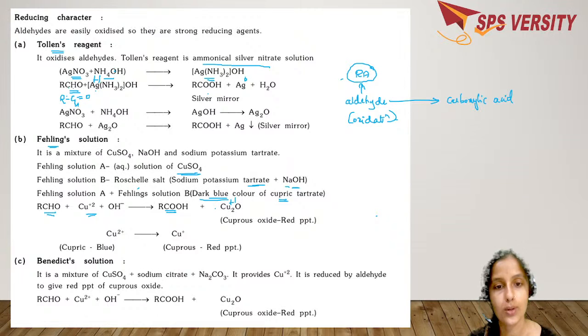So copper undergoes reduction, whereas the aldehyde undergoes oxidation. Now, how do you get to know that the reaction is happening? The blue color of the solution, that's in the copper 2+ state, gets converted to red. That's where you can say the reaction has happened.